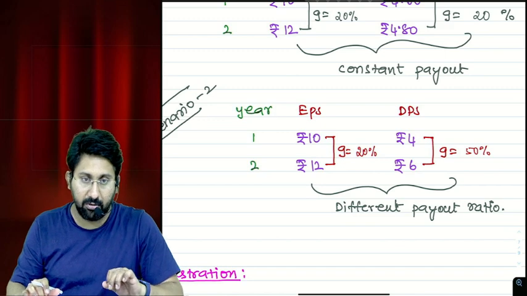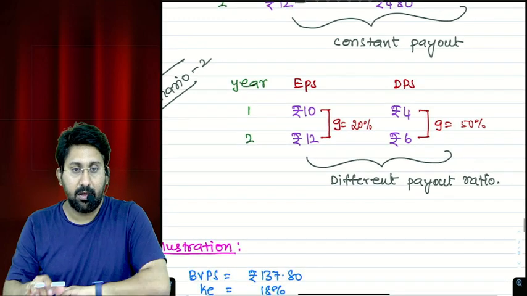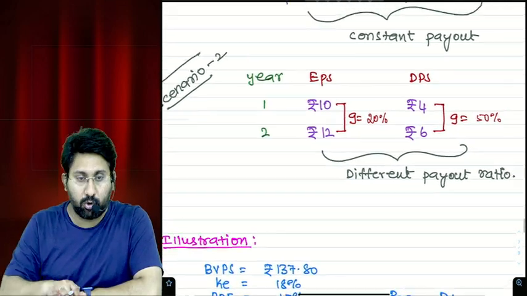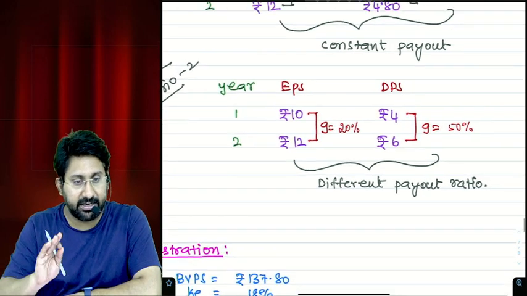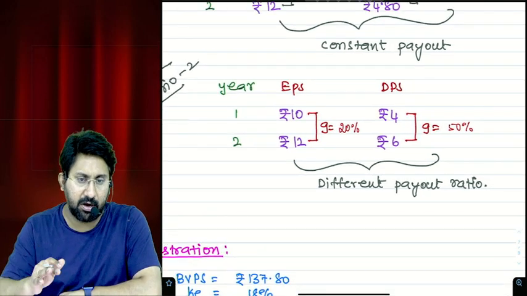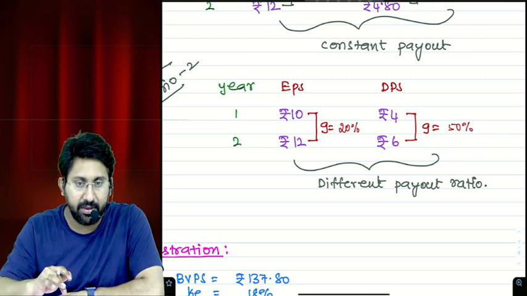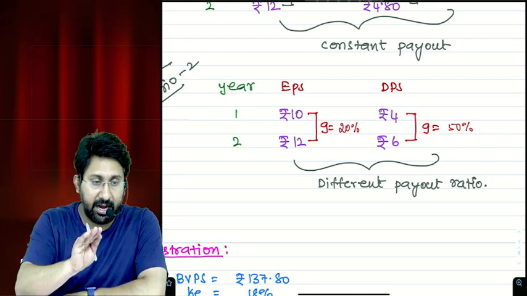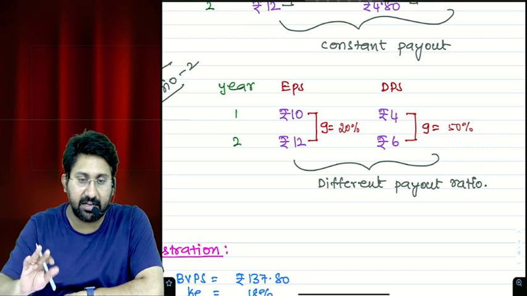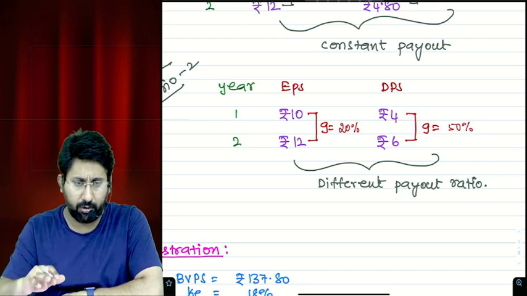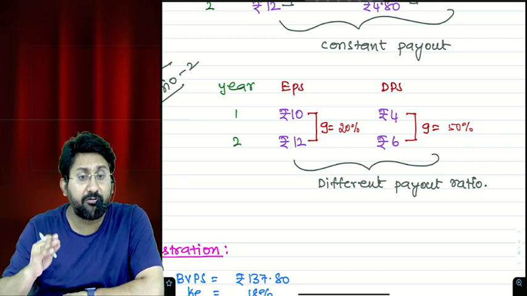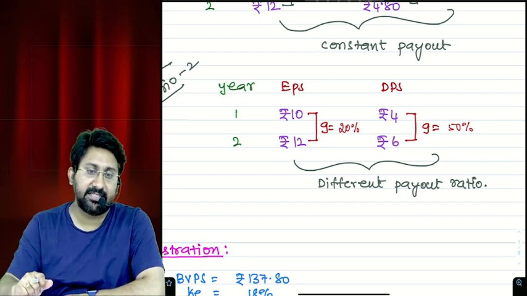Now listen carefully to the logic. Scenario 2, year 1, EPS is 10, next year EPS is 12. How much is the growth? 20%. Now, in that 10, 40% is dividend, which is 4. In that 12, 50% is declared, which is 6.